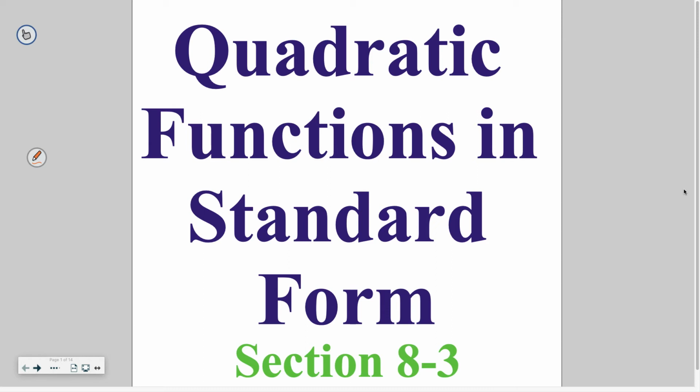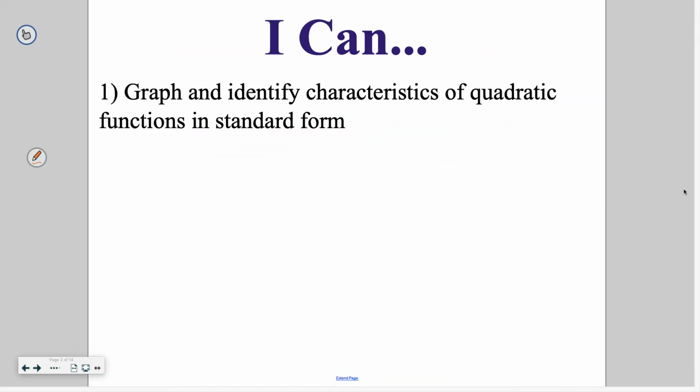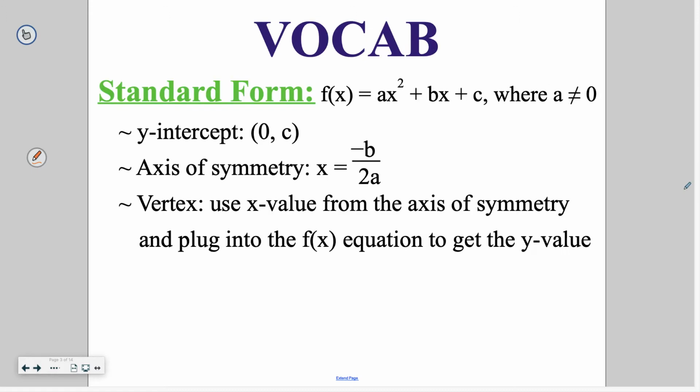Hello class, and welcome to section 8.3, which is about quadratic functions in standard form. By the end of today's lesson, you will be able to identify and graph the characteristics of quadratic functions in standard form. Standard form is f of x equals ax squared plus bx plus c, where a cannot equal 0. That was that initial format that I showed you in section 8.1.